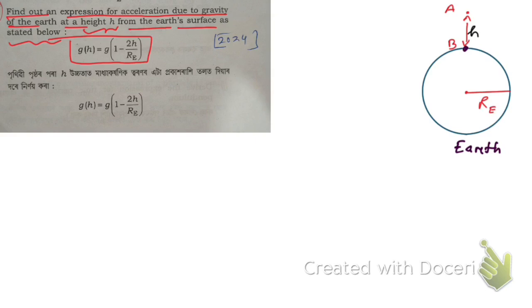Now here you see we know the relation between small g and capital G, that is given by small g is equal to capital G capital M by r square, where r is the radius of the earth, so here we're going to write RE, and M is the mass of the earth. We know this relation. So acceleration due to gravity, let me write it properly.